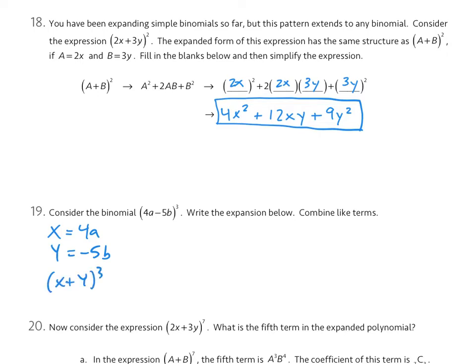If you remember from before, the pattern here is going to be 1, 3, 3, 1. And if you don't remember the 1, 3, 3, 1, we could still get it by thinking about if we have 3 letters and we want to choose 3 x's, this is 3 choose 3. If we have 3 letters and we want to choose 2 x's, that's 3 choose 2, 3 choose 1, 3 choose 0, because there's no x's in this term.